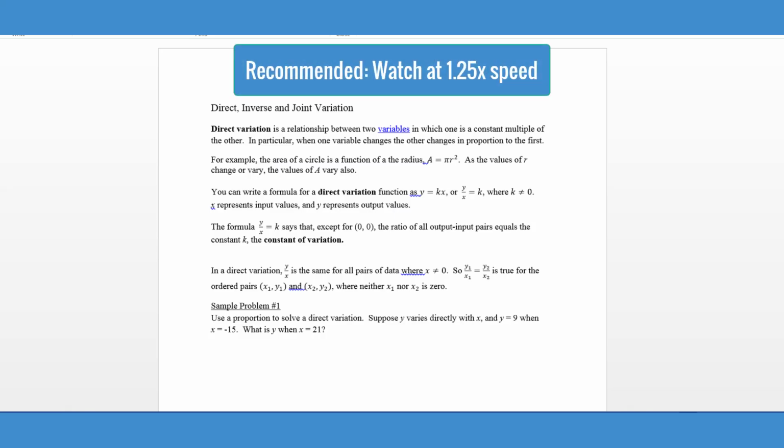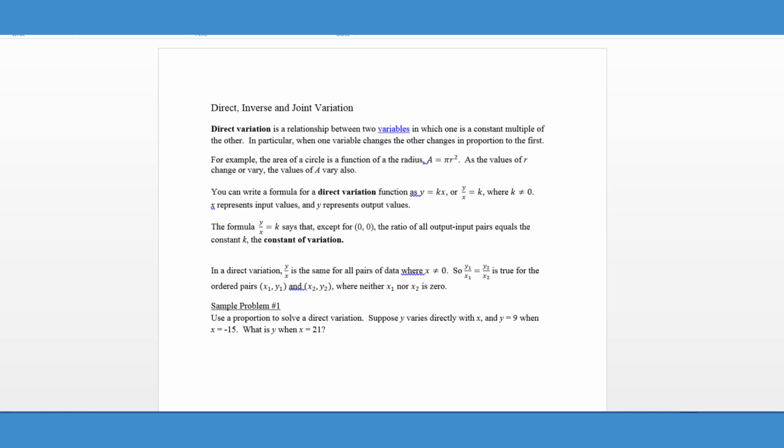Before we get into the bulk of what this unit is about, which is rational functions, we're going to back up a little bit and talk about a couple concepts that you should have learned in Algebra 1. That's direct variation and inverse variation. Now, the simplest way to think about direct variation and inverse variation is this.